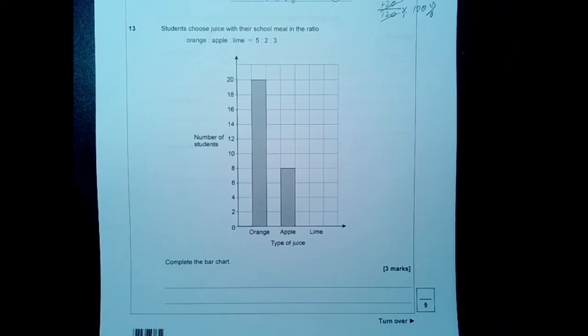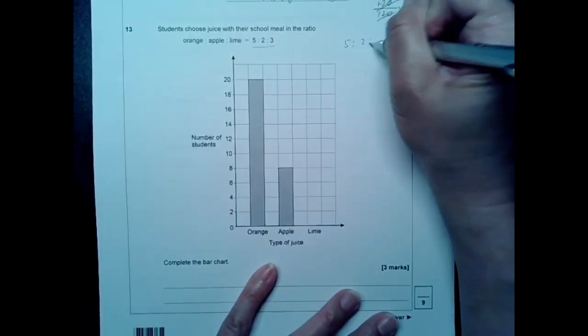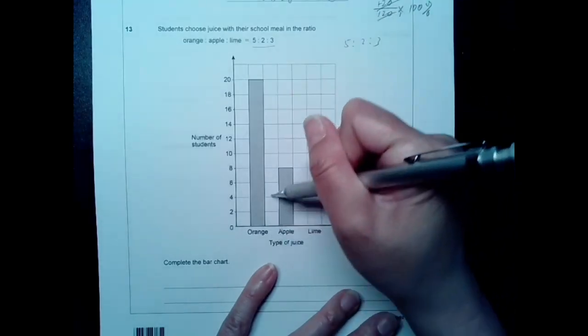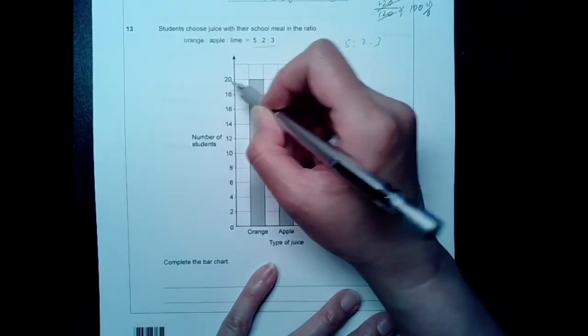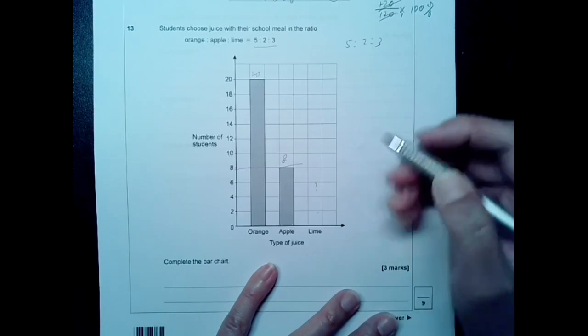This is stats, also related to ratio. I like questions related to more than one topic. So we have a ratio here, which is 5 to 2 to 3. We need to find out how much on the graph here. So we have to find out the number first. By reading the graph, this is 20 and this is 8, which is unknown.